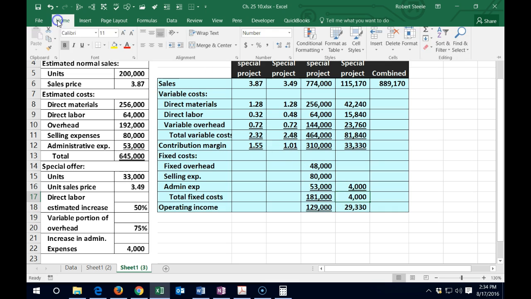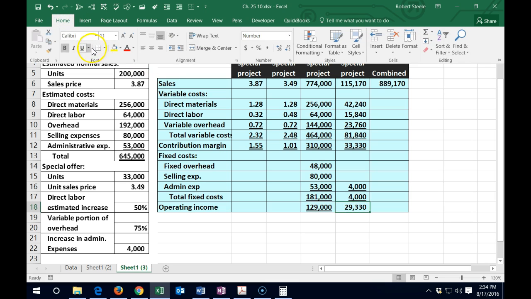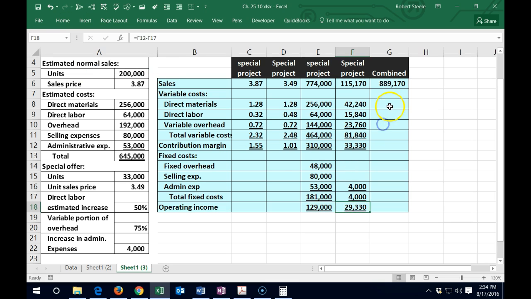So I'm going to underline this. I'm going to go to the Home tab. I'm going to underline. I'm going to go down over here. We're going to go to the Home tab. We're going to double underline that, and then we can add these up.